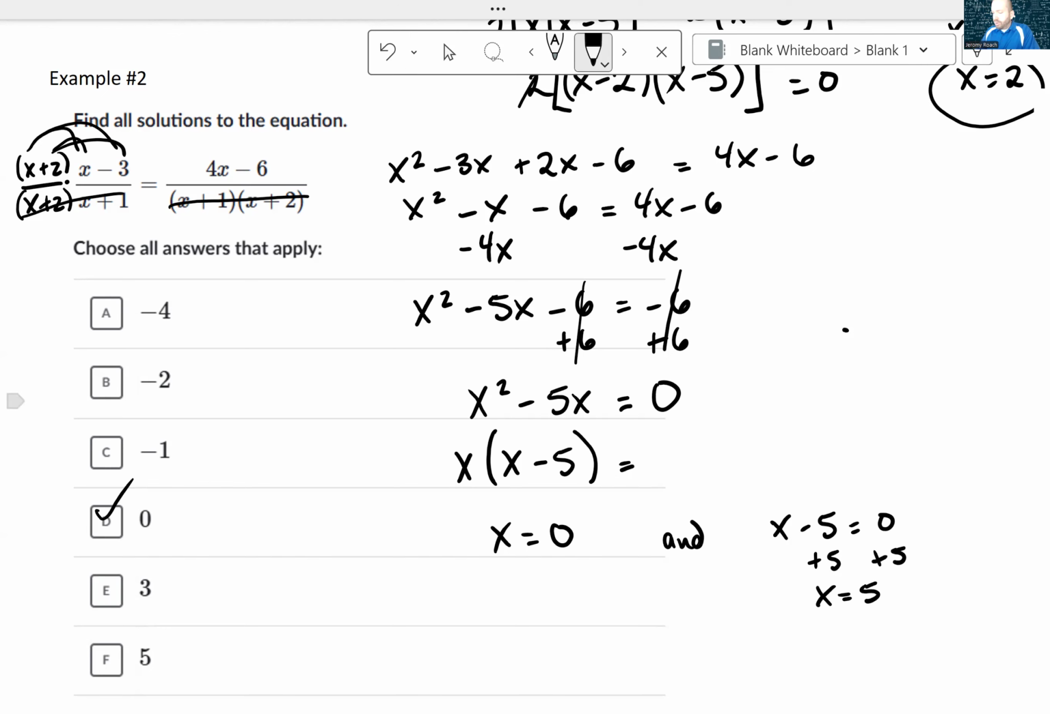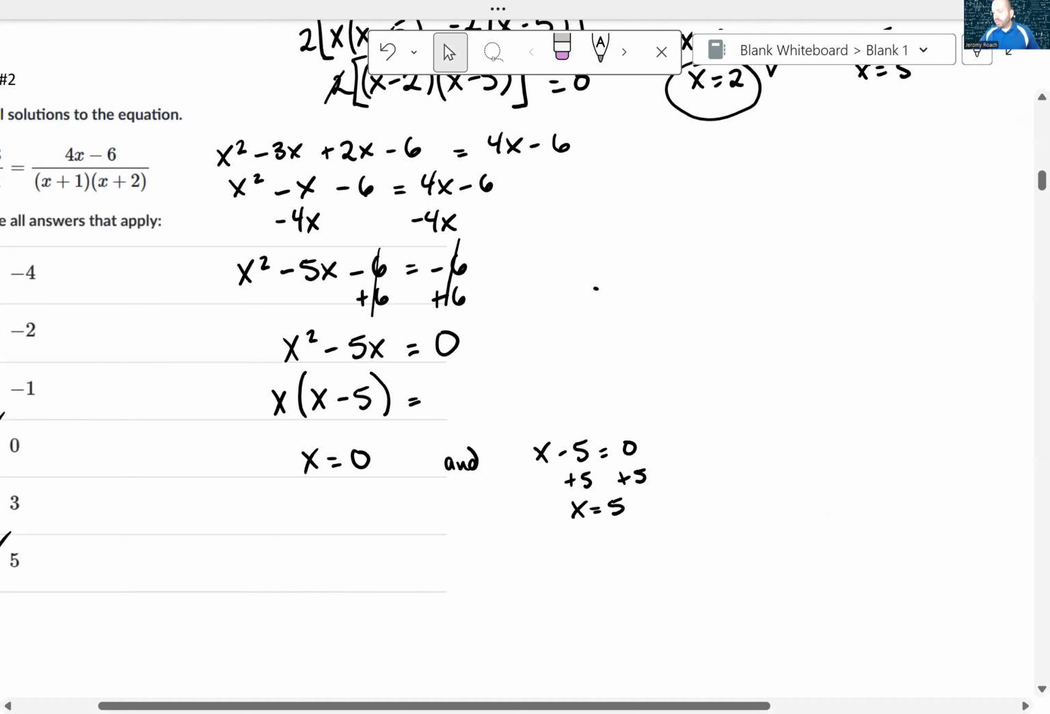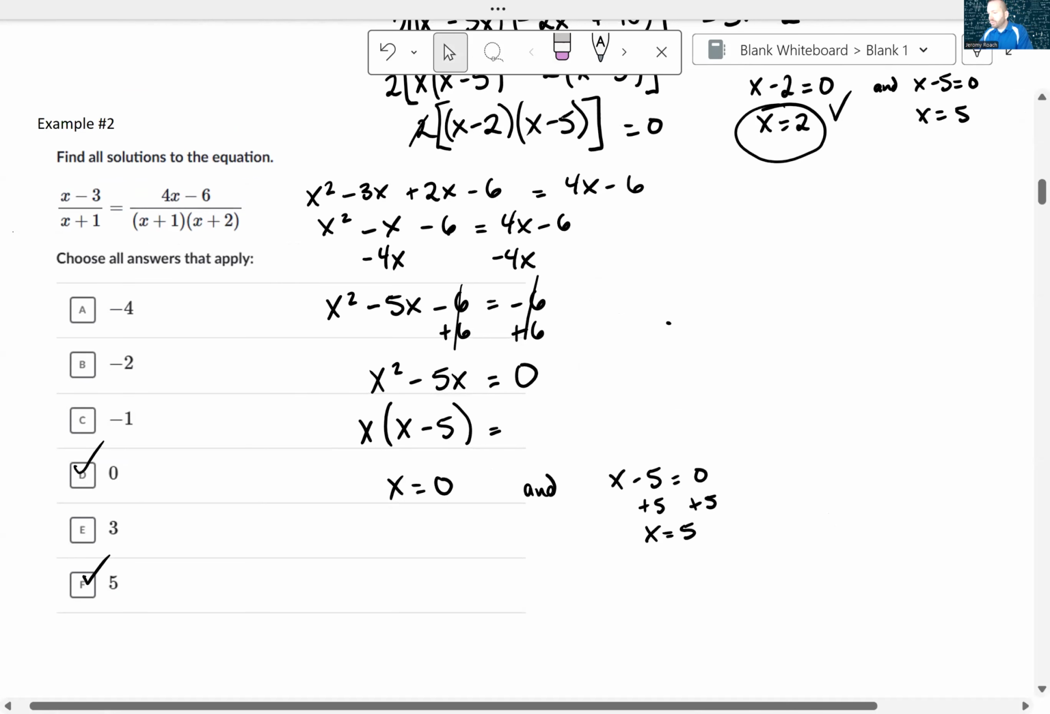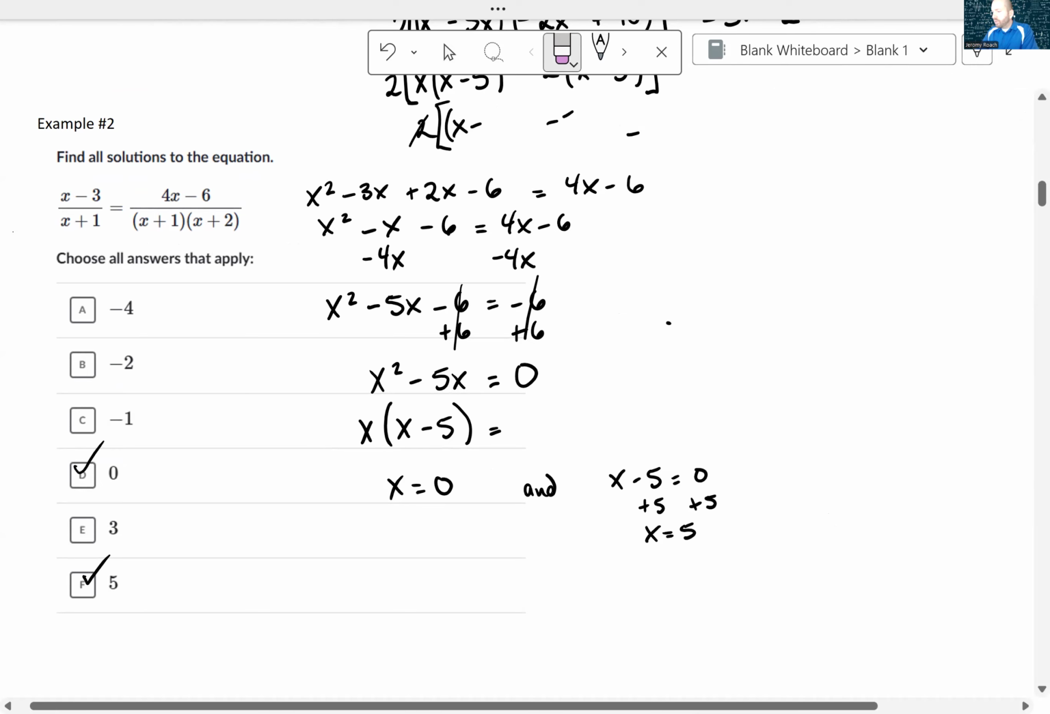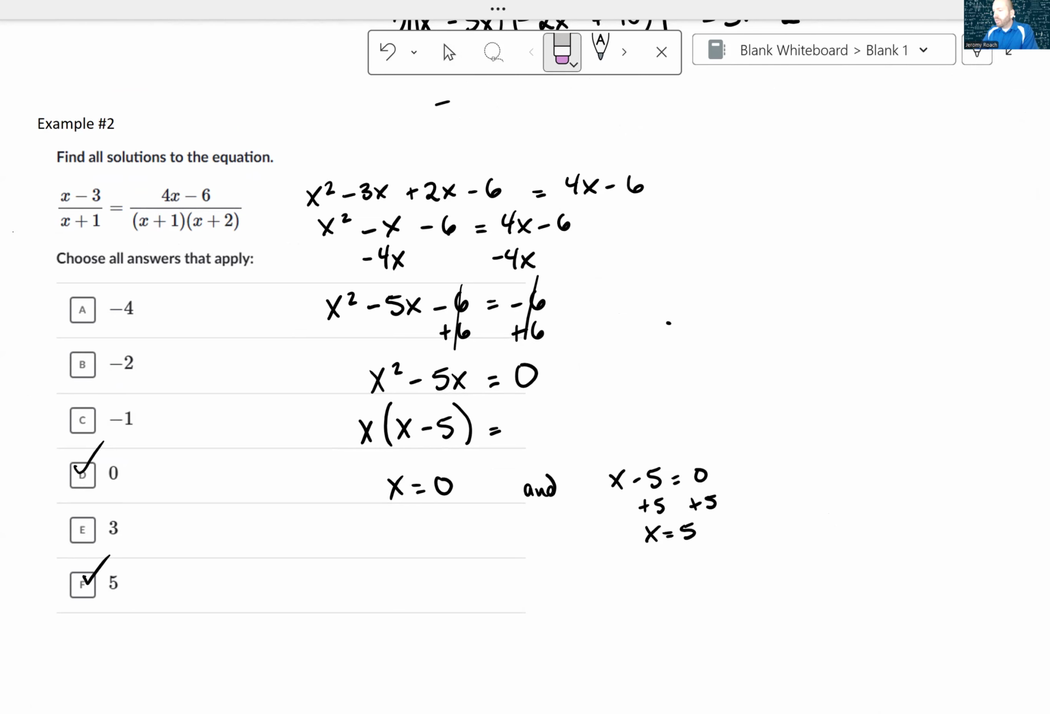Now, so far we have those two answers, but we have to check for extraneous solutions. So if we plug in both of these, we should get an answer that doesn't give us 0 on the denominator, but we can check all the rest of this. So if we check for 0, this was the last problem. I'm going to erase some of this so it doesn't get too confusing as we're solving this here.